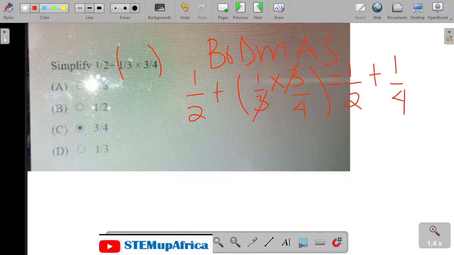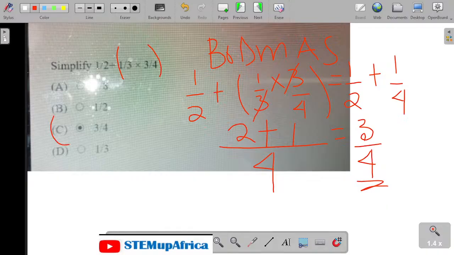So what I'll do from here is to take the LCM. What's the LCM of 2 and 4? The LCM is 4. So 4 into 2 is 2, 2 times 1 is 2, plus 4 into 4 is 1, 1 times 1 is 1. Our answer is now 3 over 4, which is option C, 3 over 4.